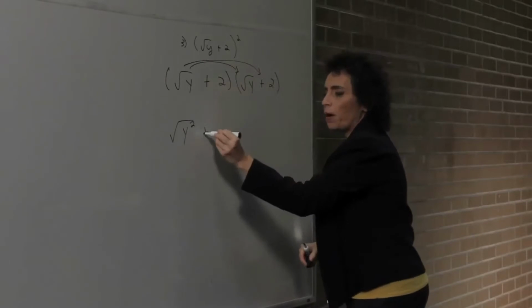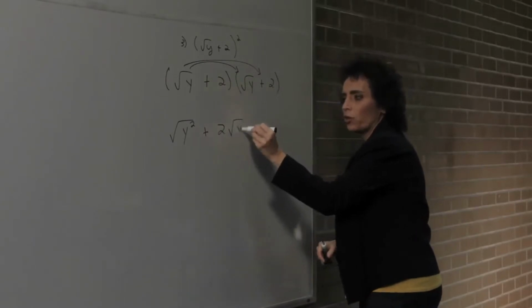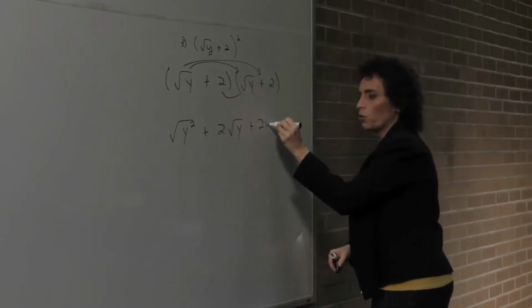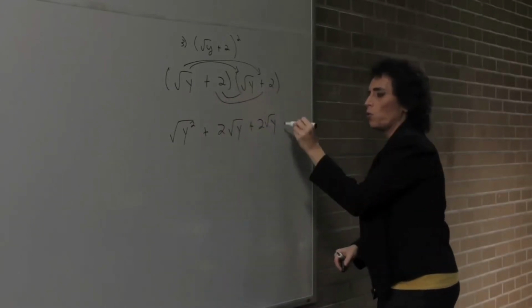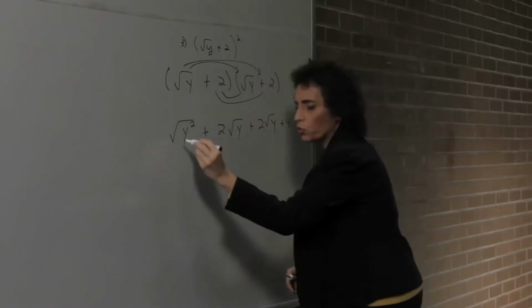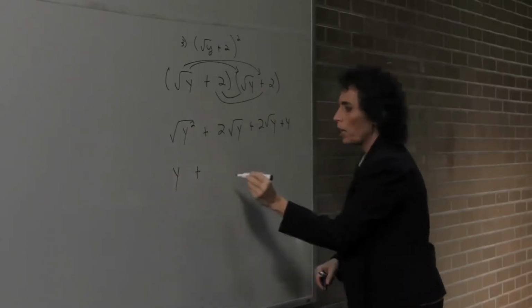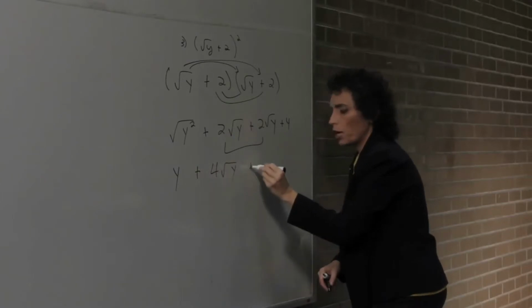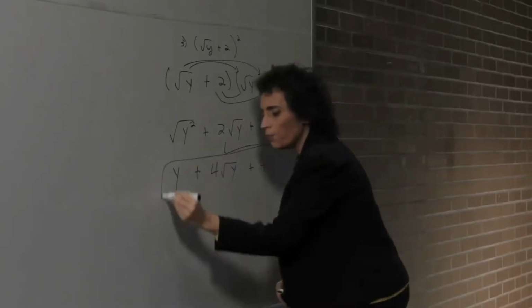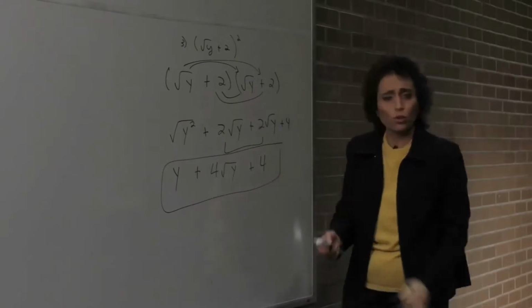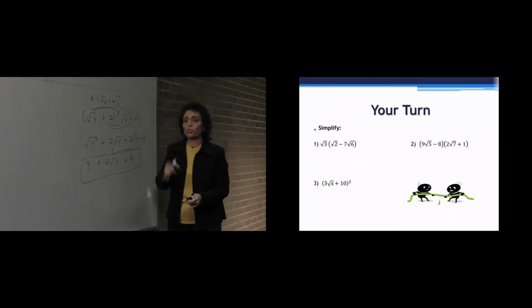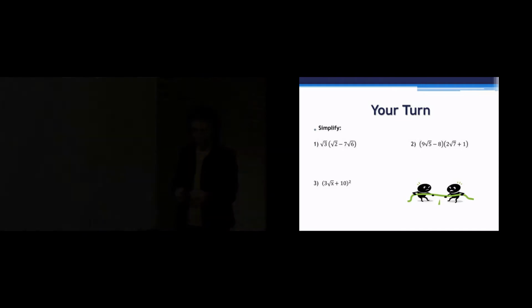Positive times a positive, positive. 2 is on the outside, square root of y is on the inside. Same thing here. Plus 2 square root of y plus 4. So I have square root of y plus 4 square root of y plus 4, and I am done. How awesome is that? So you have seen all of these before. Now it's your turn. So try these next 3, and we'll call it a lesson.